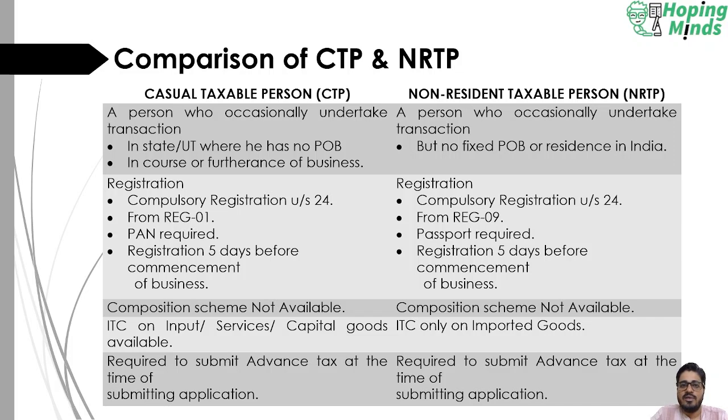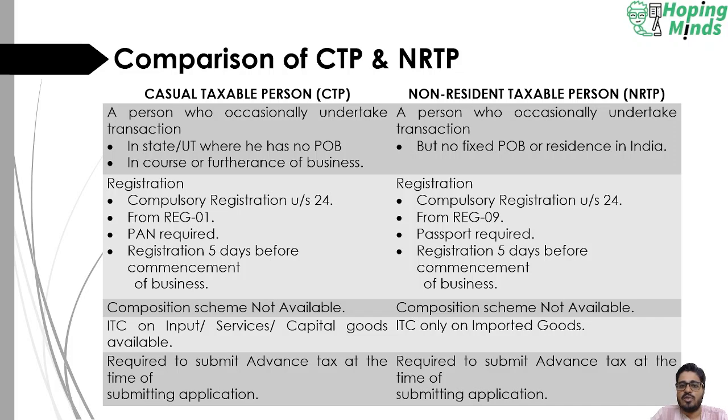Regarding registration, there is a compulsory registration requirement under section 24 for both. Registration is done in Form REG 01 in case of a casual taxable person, whereas it is done in Form REG 09 in case of NRTPs. PAN is required for a casual taxable person, whereas passport based registration is done in case of NRTP. Registration is to be done 5 days before the commencement of business in case of CTP, and the same goes for the non-resident taxable person.